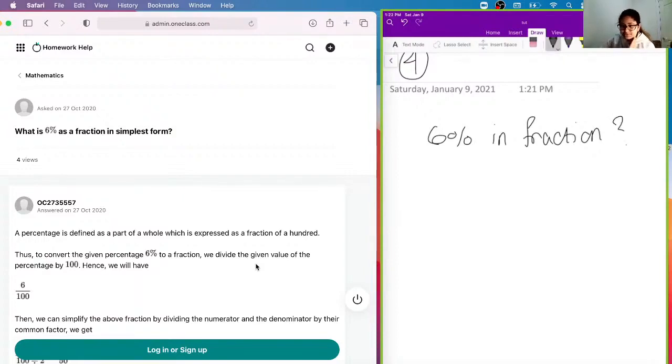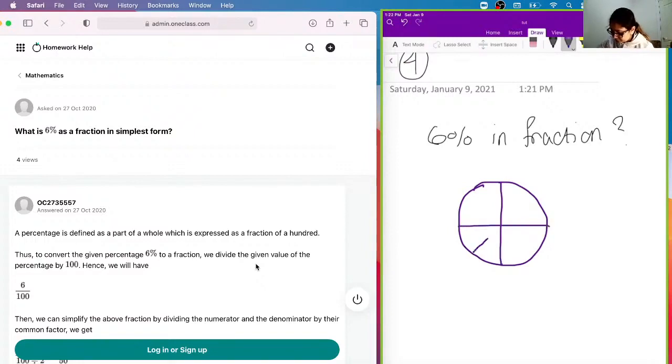So let's first address what a percentage is. And as it's stated here, percentage is defined as a part of a whole, which is expressed as a fraction of 100. So what we mean is that, for example, we have a circle here and it is divided into, say, 6 parts. Okay, not equal, but 6 parts.